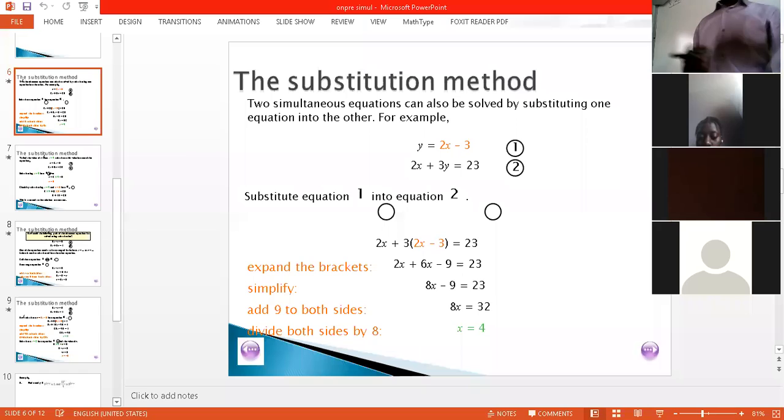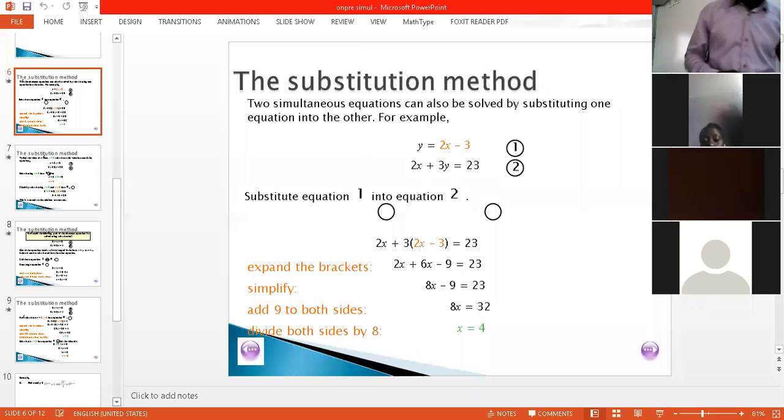All you need to do is to substitute equation 1 into equation 2. Okay, because it is substitution method. So you substitute the first equation, or either of the equations, into another equation. So when you do that, you will have 2x plus 3y, but our y is now 2x minus 3. So instead of writing y, it will now be 2x minus 3. That's why you have 2x plus 3 into 2x minus 3 equals 23.